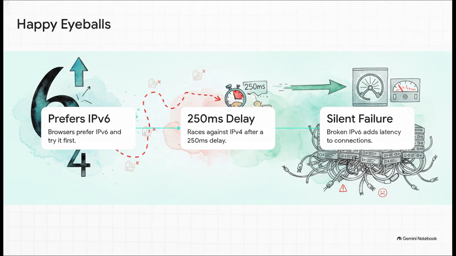But if that IPv6 path is broken, you won't always see an outright error. Instead, the browser incurs a 250 millisecond delay before falling back to race against IPv4. So, a broken IPv6 path secretly penalizes every single connection with a latency hit. Everything seems fine, but you're actually dealing with slow page loads and weird intermittent issues.